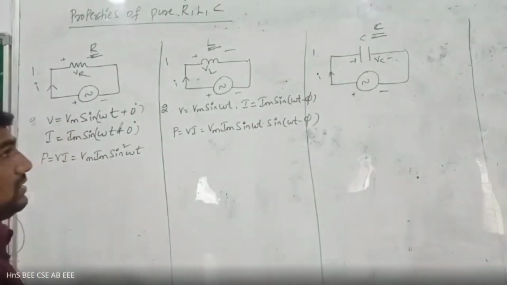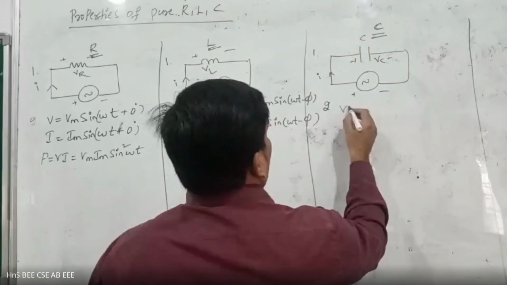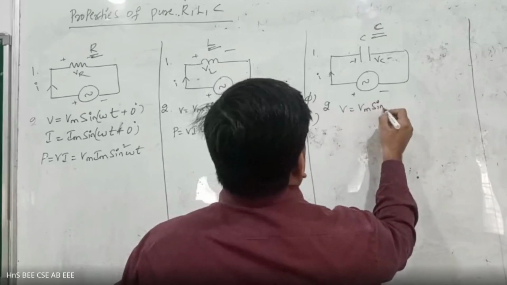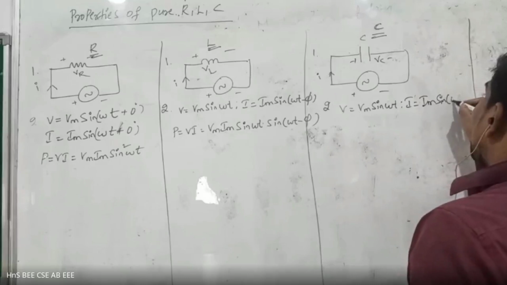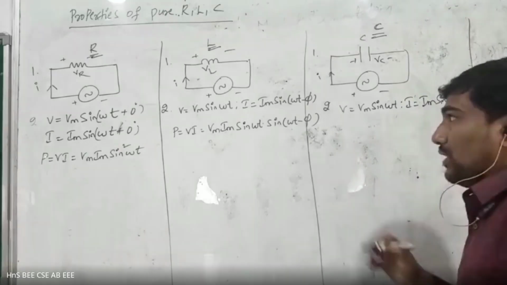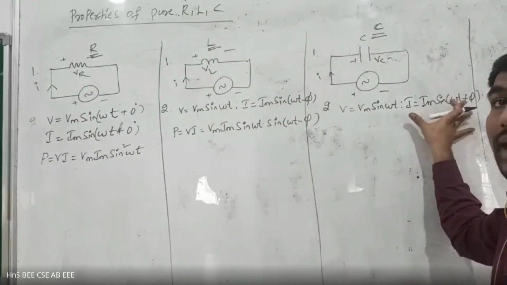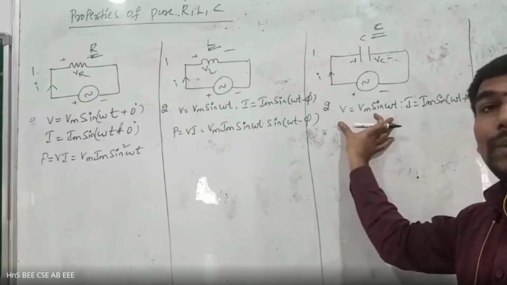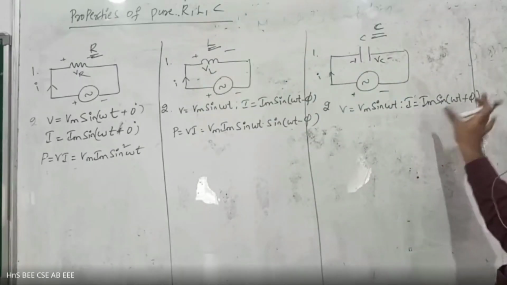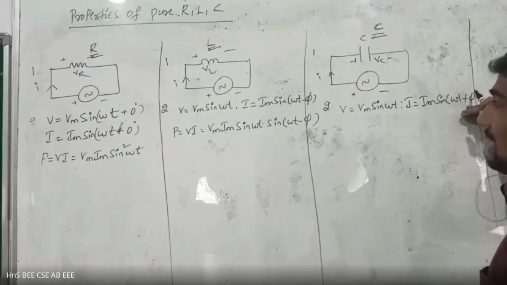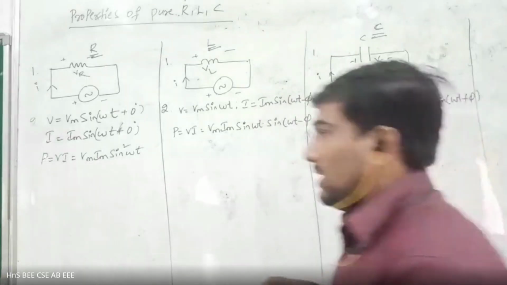Now you have to write the equations for the capacitor also. V equal to Vm sine omega t and I equal to Im sine omega t plus pi by 2. In this pure capacitor, which is the leading part? The current is the leading part, so I am writing plus. And the lagging part is the voltage. So I equal to Im sine omega t plus pi by 2 for the capacitor, and in our pure inductor, I is Im sine omega t minus pi by 2.